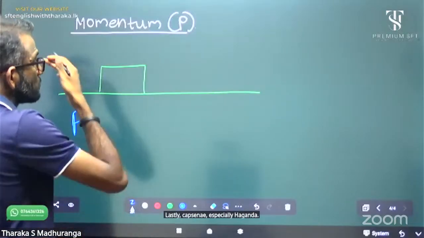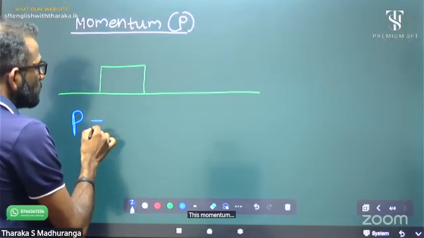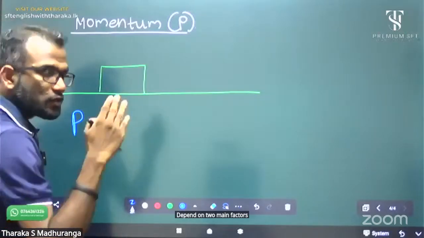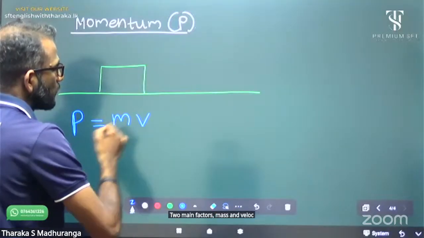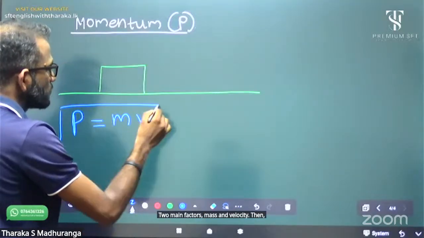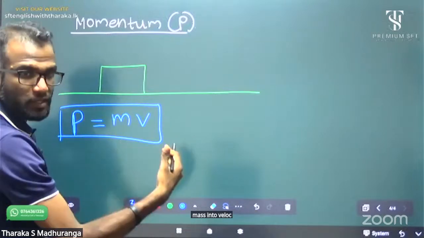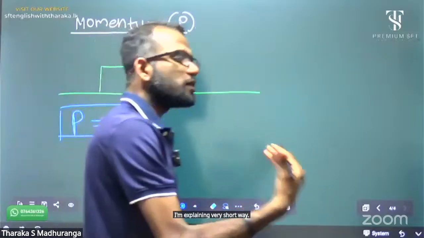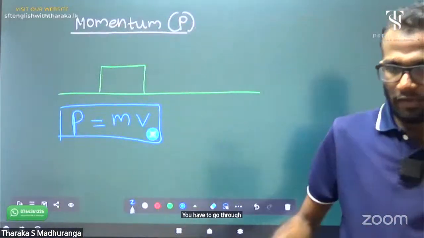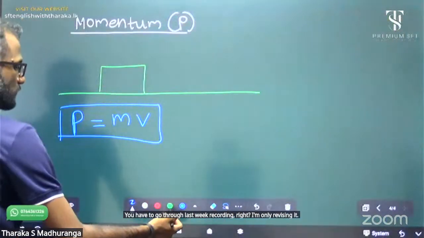This momentum depends on two main factors, mass and velocity. Then mass into velocity, we can get the momentum. P equals mv. I'm explaining in a very short way. For the full lesson, you have to go through last week's recording. I'm only revising important things.